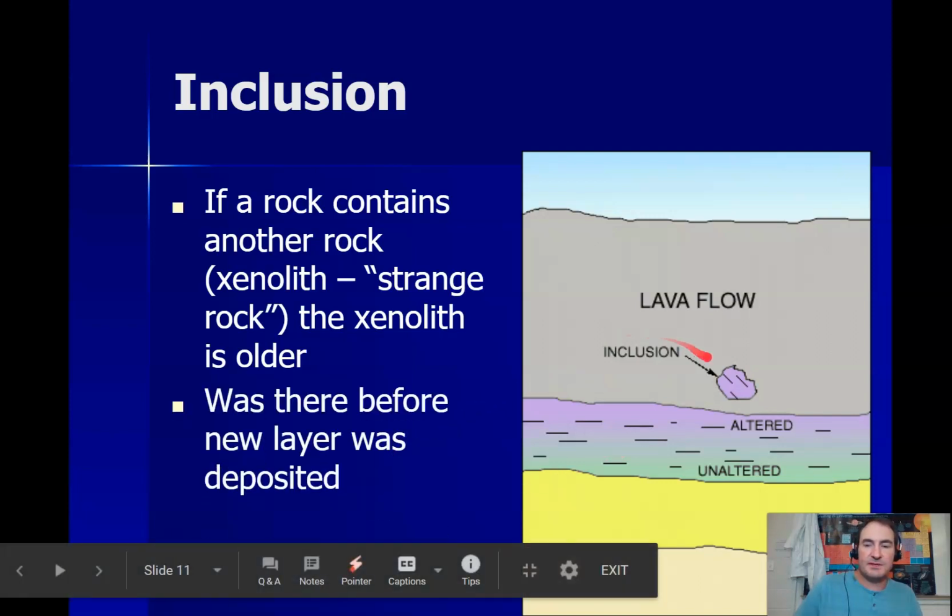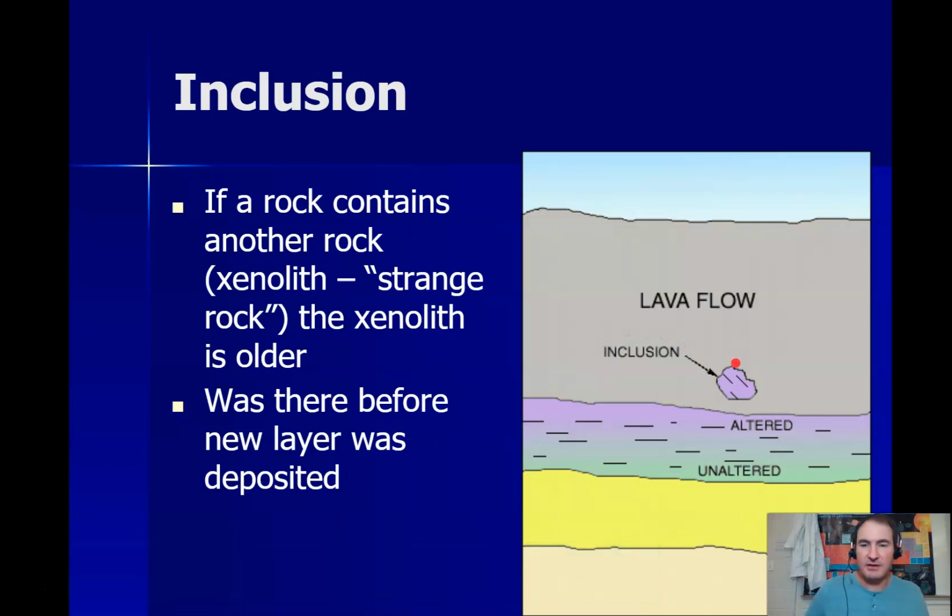So here's the thing. In order for a chunk of rock to be inside of another rock, the chunk of rock has to have existed. It has to be older than the rock that it's inside of. Right, that makes sense. We can't have a rock and then something just magically forms inside of it later. If there's something in there, that thing had to exist first.